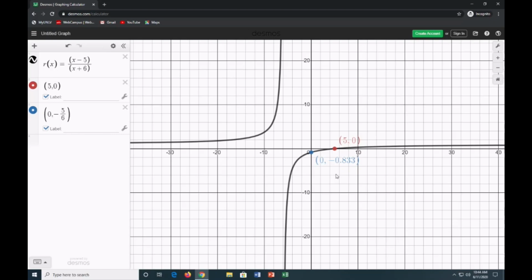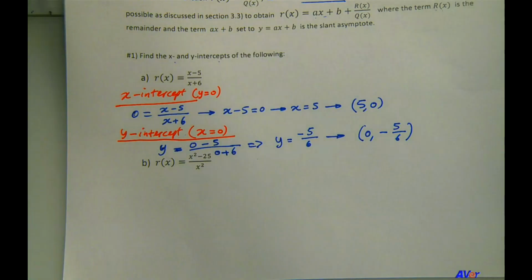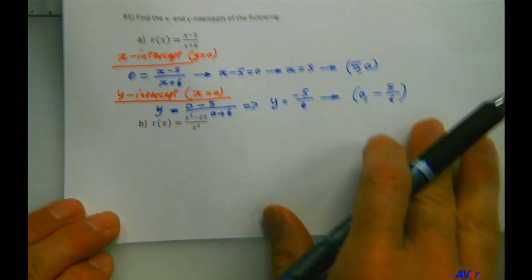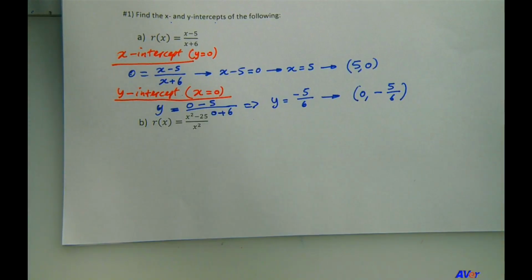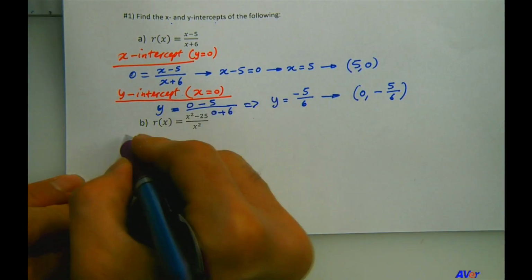Okay, so let's go back to our dot camera. So the second example here, or part B, once again, let's find the x-intercept.